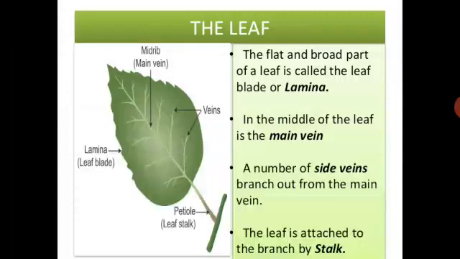The leaf, it is also an important part of a plant. Why is it important? Because a plant, like all other living things, needs food to grow and live. So a green leaf makes food for the plant with the help of water, air and sunlight. That's why it is important. We can see the structure of a leaf.